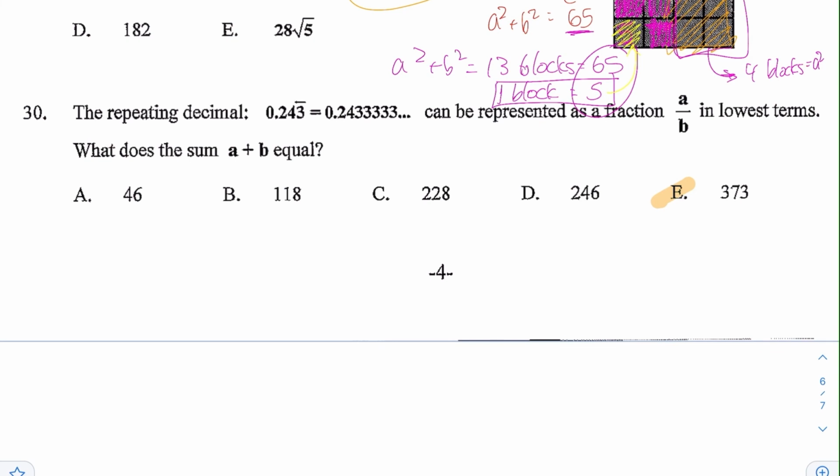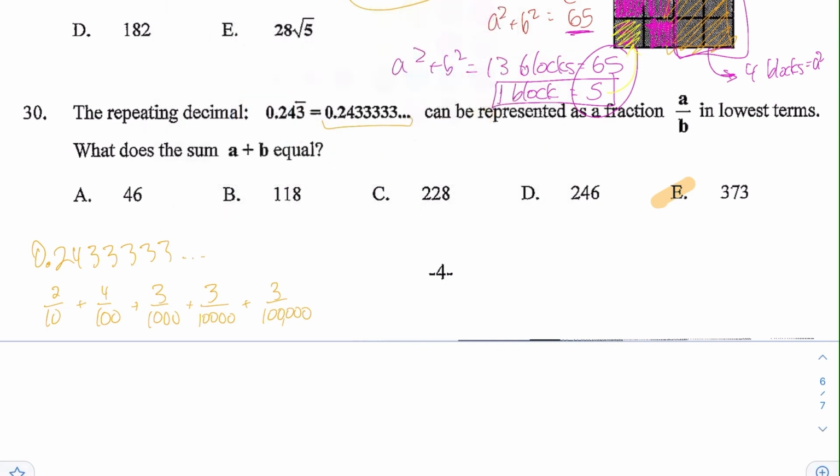Next, for number 30, the repeating decimal 0.243 repeating is 0.24 with repeating 3's. It can be represented as a fraction a over b in lowest terms. What does the sum of a plus b equal? So for this type of repeating decimal question, you have to rewrite this using place values. So 0.243 repeating means that you have 2 tenths plus 4 hundredths plus 3 thousandths and then 3 ten-thousandths and so on and so forth.